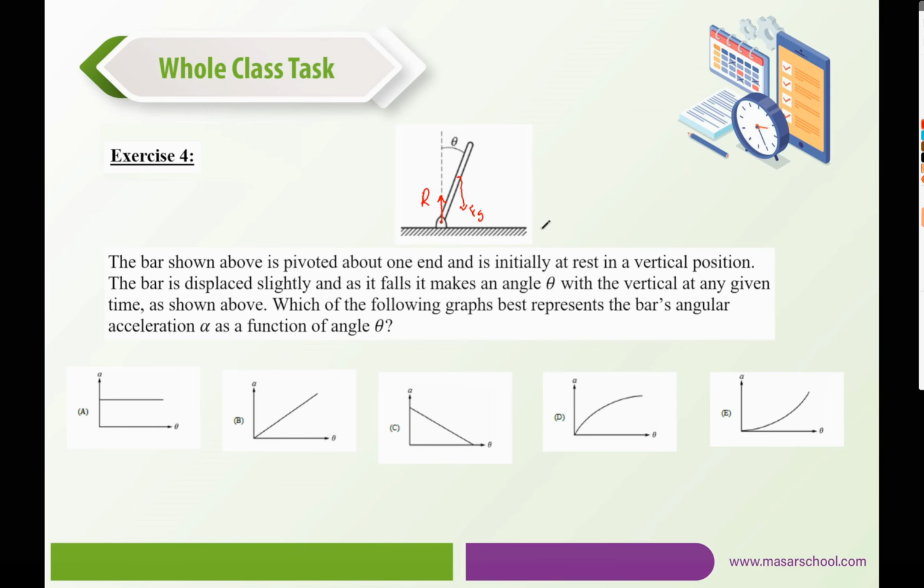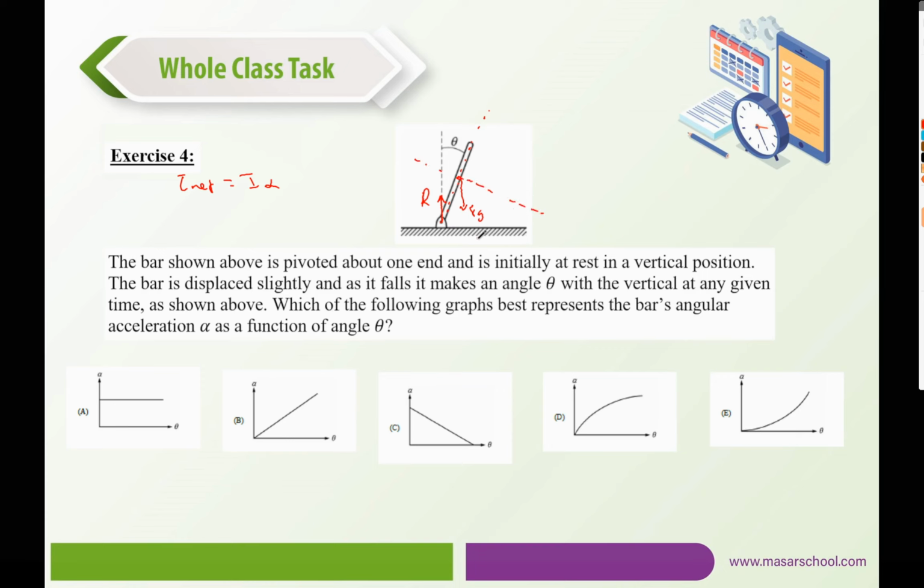Alright, let's apply Newton's second law. Then tau naught would be equal to I multiplied by alpha. We can ignore the reaction because it produces no torque. Now the only force causing the torque on the bar is given by the pull of gravity. Now if this is the pivot, then that would be the radial direction, like that, and the tangential direction would be something like that.